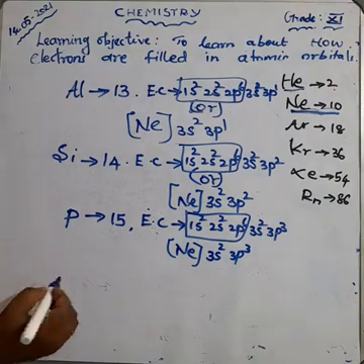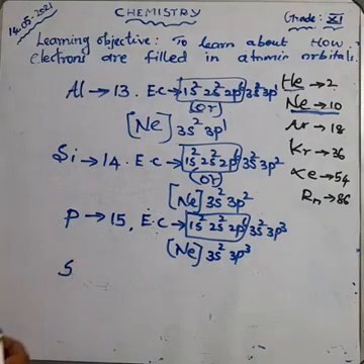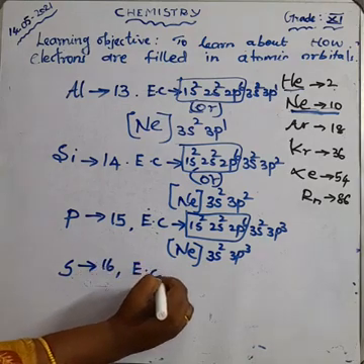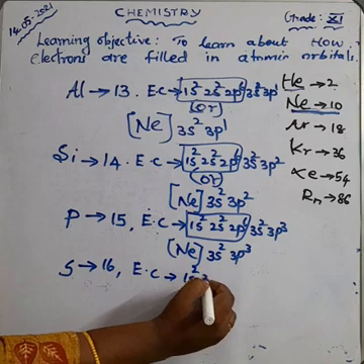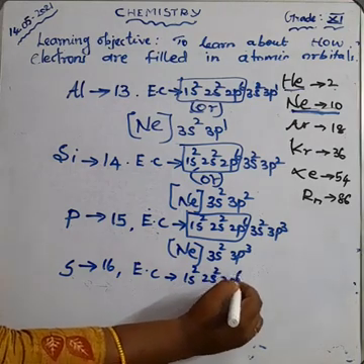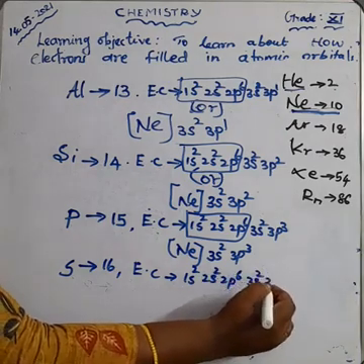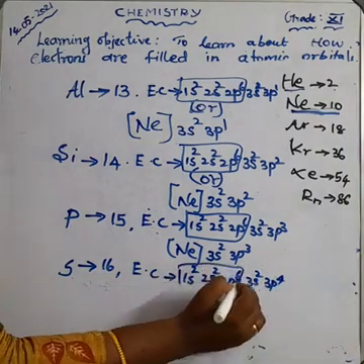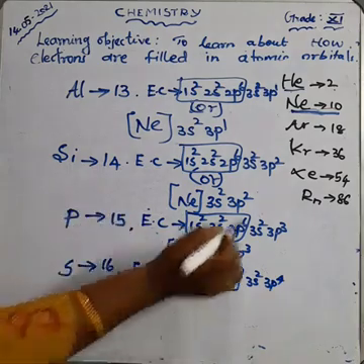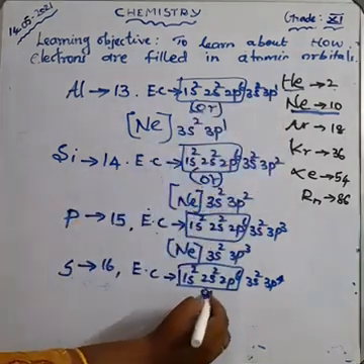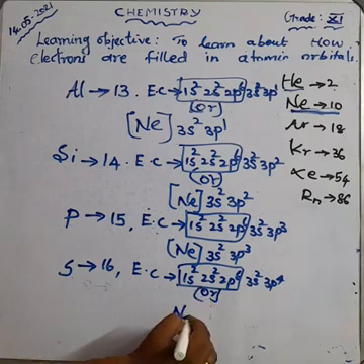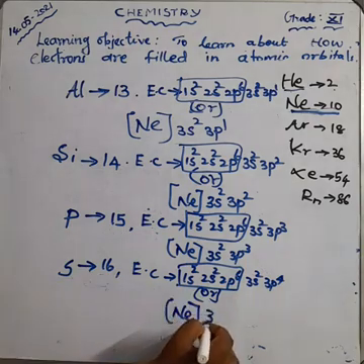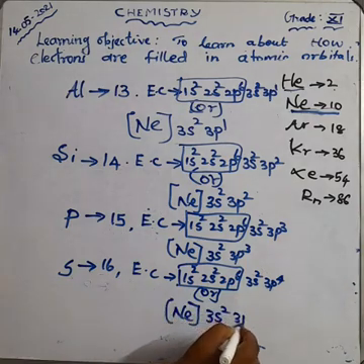Okay, and then sulfur. The atomic number for sulfur is 16. So the electronic configuration: 1s2, 2s2, 2p6, 3s2, 3p4. Okay. For these 10 electrons we can take neon, the stable gas electronic configuration, and after that 3s2, 3p4.